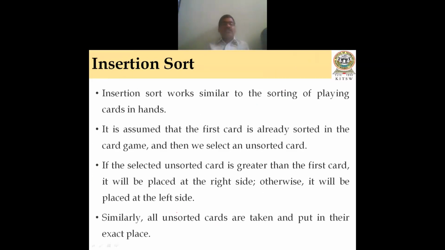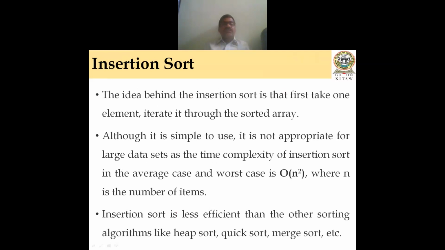Then coming to insertion sort, it works similar to sorting a deck of cards in hand. It is assumed that the first card is already sorted, and then we select an unsorted card. If the selected card is greater than the first card, it is placed at the right side, otherwise at the left side. Similarly, all unsorted cards are taken and put in their exact place. The idea behind insertion sort is to take an element and iterate it through the sorted array.